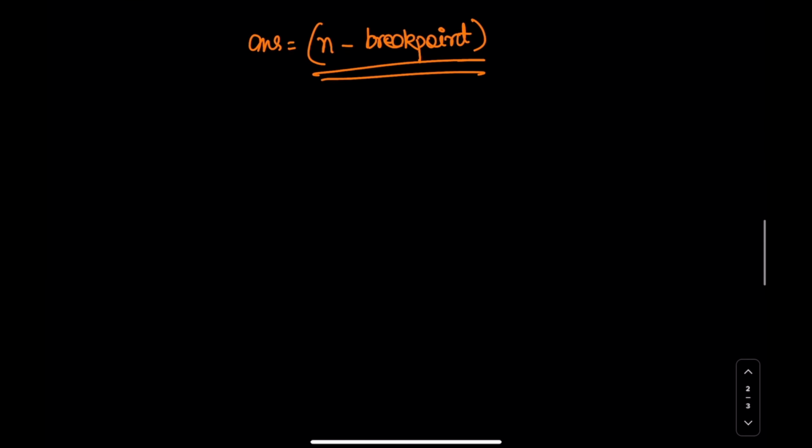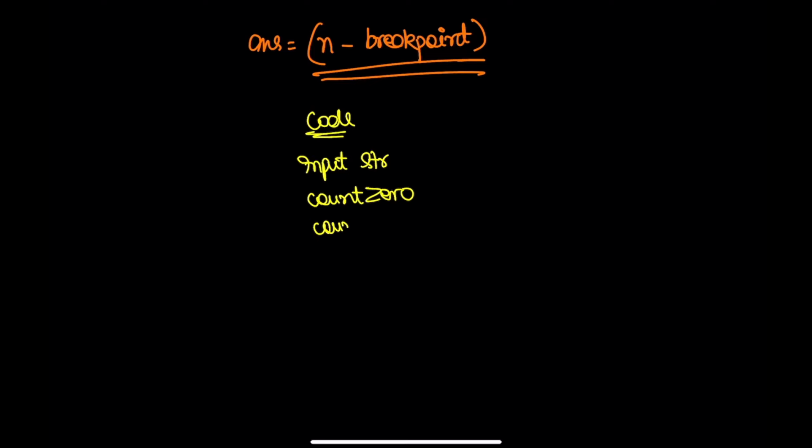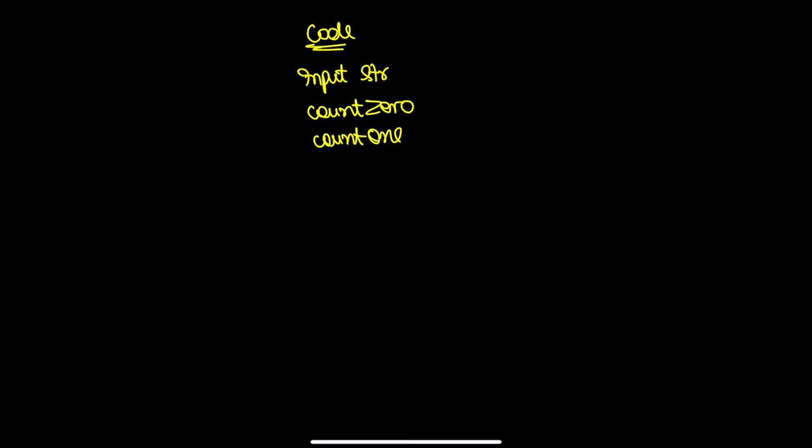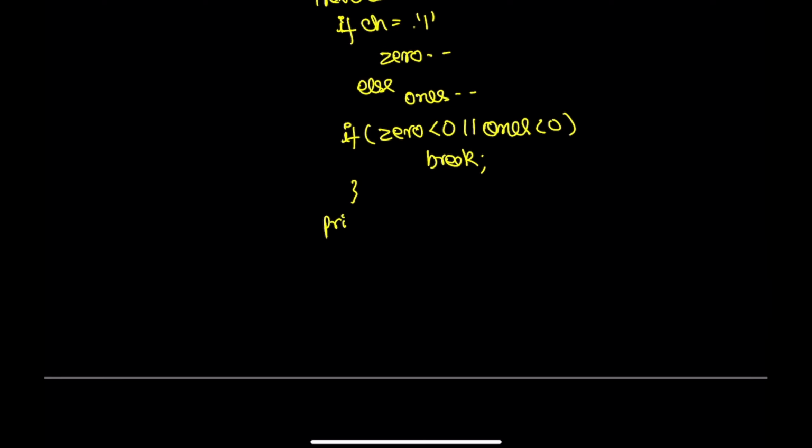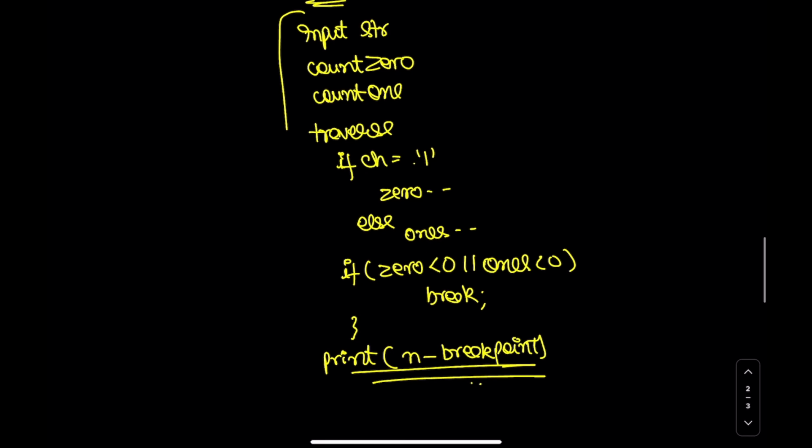So now let's write a little bit of code. We'll have an input that is a string. We will traverse over the string for the count of 0 and the count of 1. Now we will again traverse over it. If the character is 1, then we will decrement the zeros. Otherwise we will decrement the ones. If at any point the count of zeros becomes less than 0 or the count of ones becomes less than 0, we will break here. And our answer would be the length of the string minus the breaking point. So I hope you understood the code.